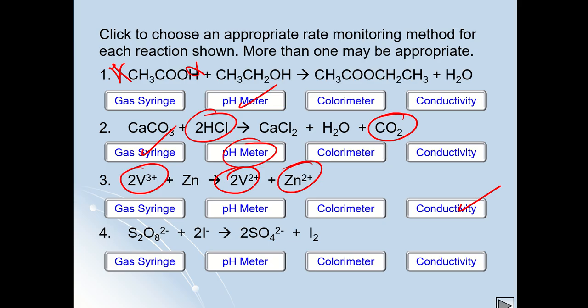And the final one is one that you may well have done at GCSE, okay, where you have iodine being made. So you have a colourless solution on the left and you have a dark brown solution on the right. So you would have gone colorimeter in that one. Okay, you can also, if you wanted to use conductivity, you have 3 ions on the left and you have got 2 ions on the right, so conductivity would have been fine. Okay, don't think you can use any others in there for that. So hopefully you got those all right.